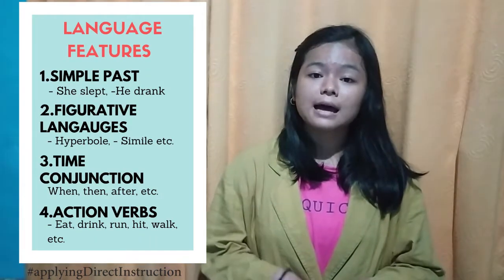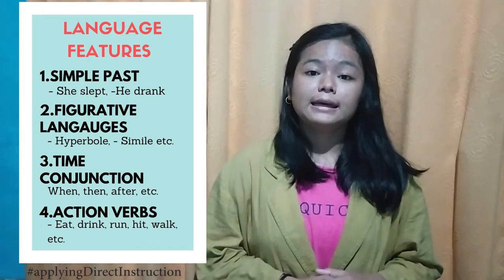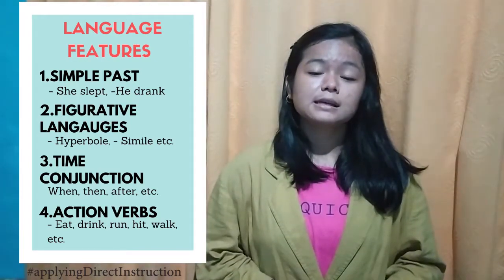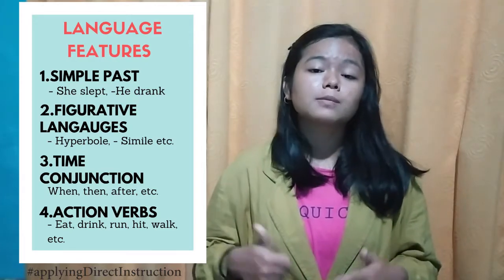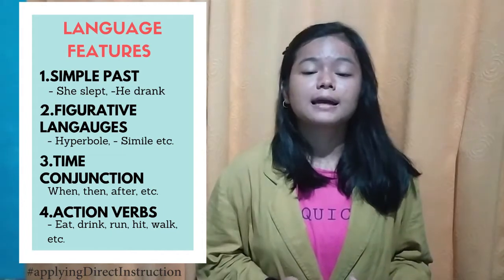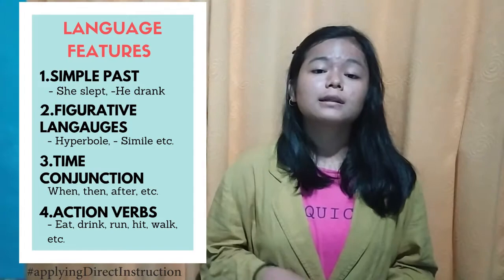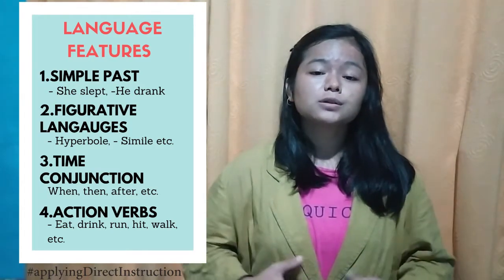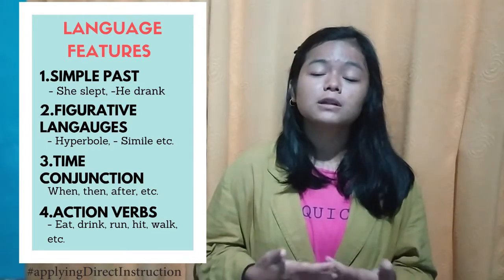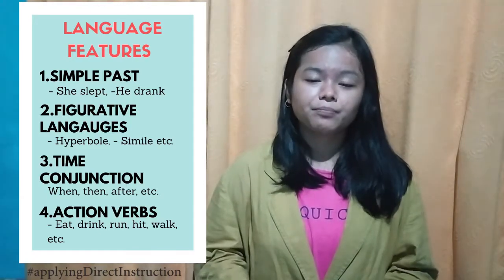And also there are some language features that are used in narrative text. The first one is simple past tense. To retell past experiences, the writer illustrates them in the form of simple past. For example, sleep becomes slept, keep becomes kept, run becomes ran, hit becomes hit. Second, figurative language. In order to add more imagination to the story, the writer can use figurative language such as simile, hyperbole, metaphor, and etc.